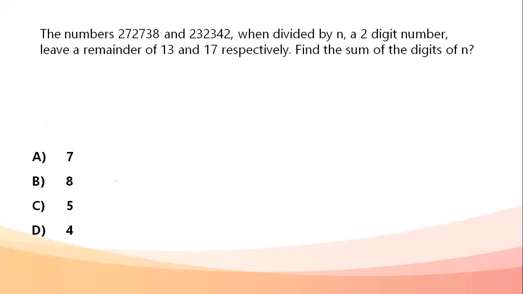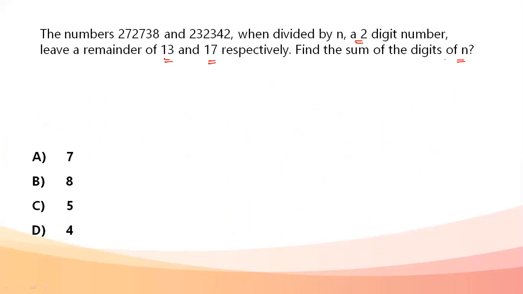Two numbers are given to me, 272738 and 232342, which when divided by n, a two-digit number, leave the remainders 13 and 17 respectively. Find the sum of the digits of n.